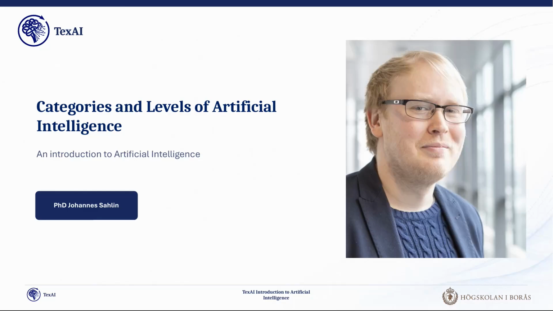Welcome to this lecture titled Categories and Levels of Artificial Intelligence. In this lecture, we will look at how artificial intelligence can be grouped in different ways. We will distinguish between narrow, general, and super intelligent systems, and we will also discuss the difference between weak and strong artificial intelligence.